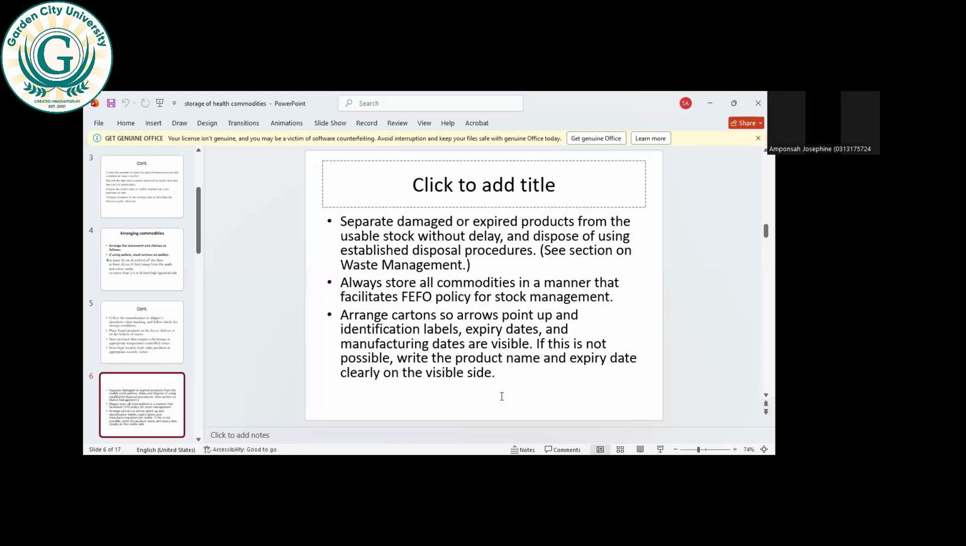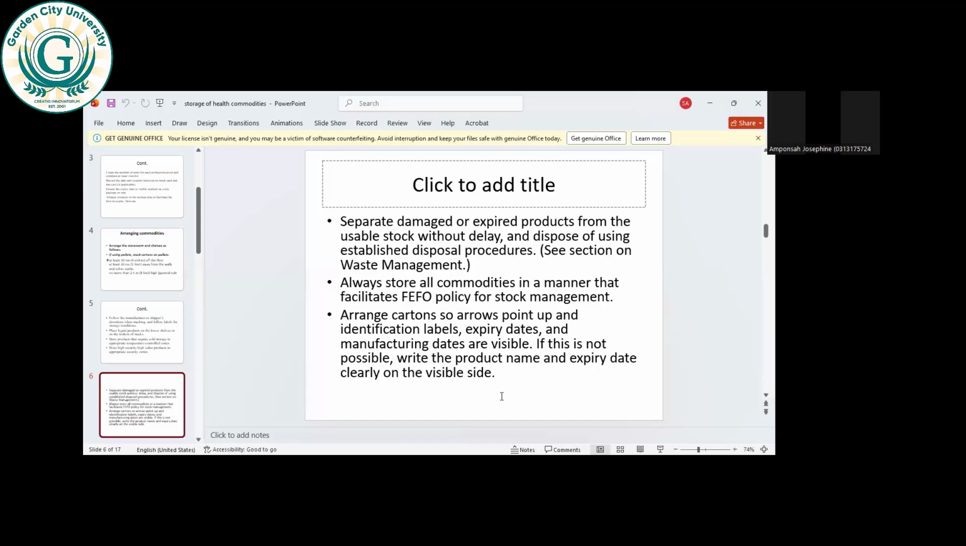You always store all commodities in a manner that facilitates the first to expire, first out policy for stock management. So realize that here we've placed the emphasis on first to expire, first out, unlike first in, first out or last in, first out. The FIFO-LIFO policy doesn't apply here. So here you always look at the product that will expire first. Then you dispense those products.